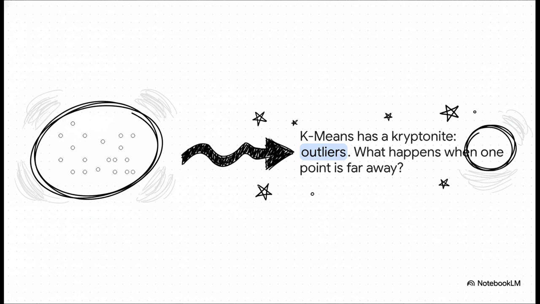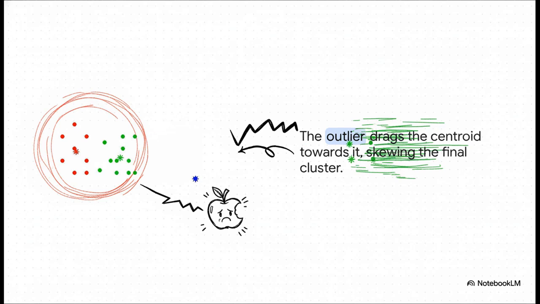Take a look at this data. We can all pretty clearly see 2 groups, right? But then there's that one lonely point way off to the side. To our eyes, it's obviously an odd one out. But K-means doesn't see it that way. Let's see what happens. Oh, wow. See?